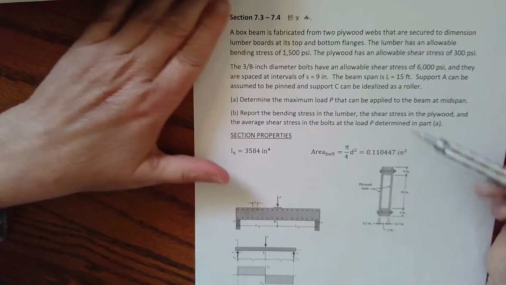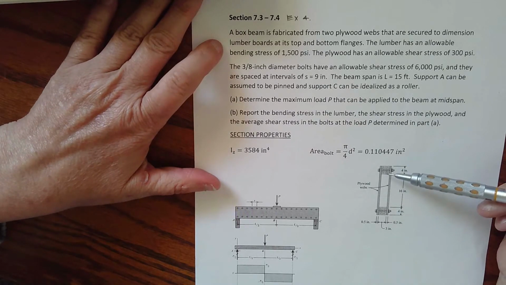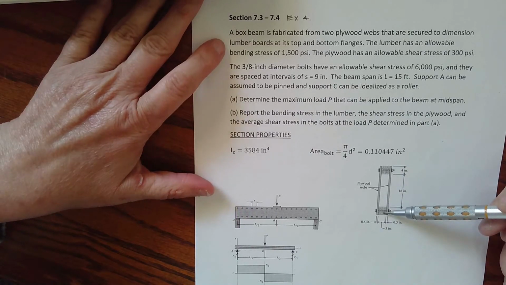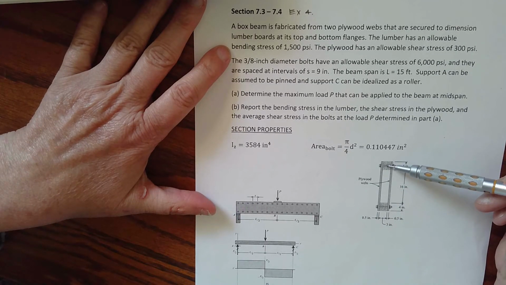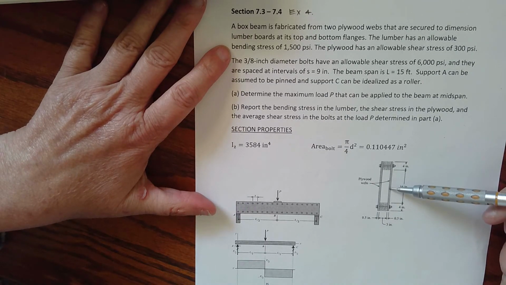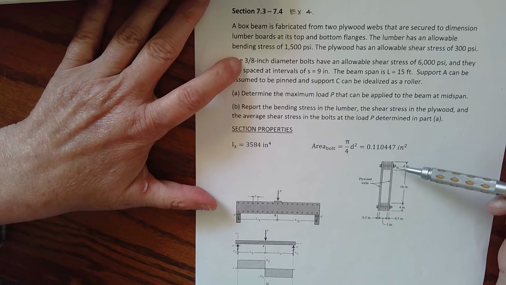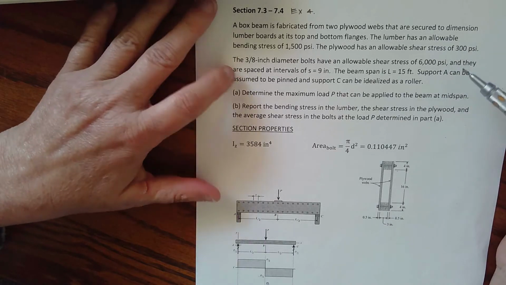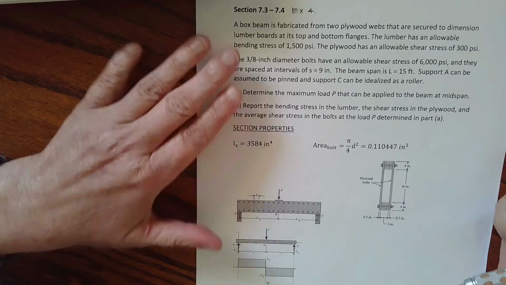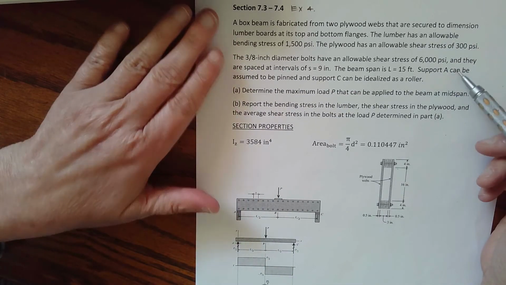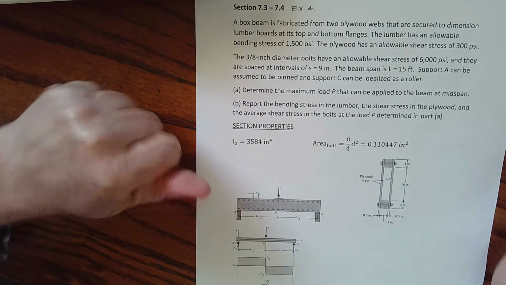So we have a box beam fabricated from 2 plywood webs that are secured to dimension lumber boards at its top and bottom flanges. The lumber has an allowable bending stress of 1500 psi. The plywood has an allowable shear stress of 300. The 3/8-inch diameter bolts have an allowable shear stress of 6,000 psi, and they are spaced at intervals of 9 inches on center. The beam span is 15 feet. Support A can be assumed pin, C as a roller. Determine the maximum load P.